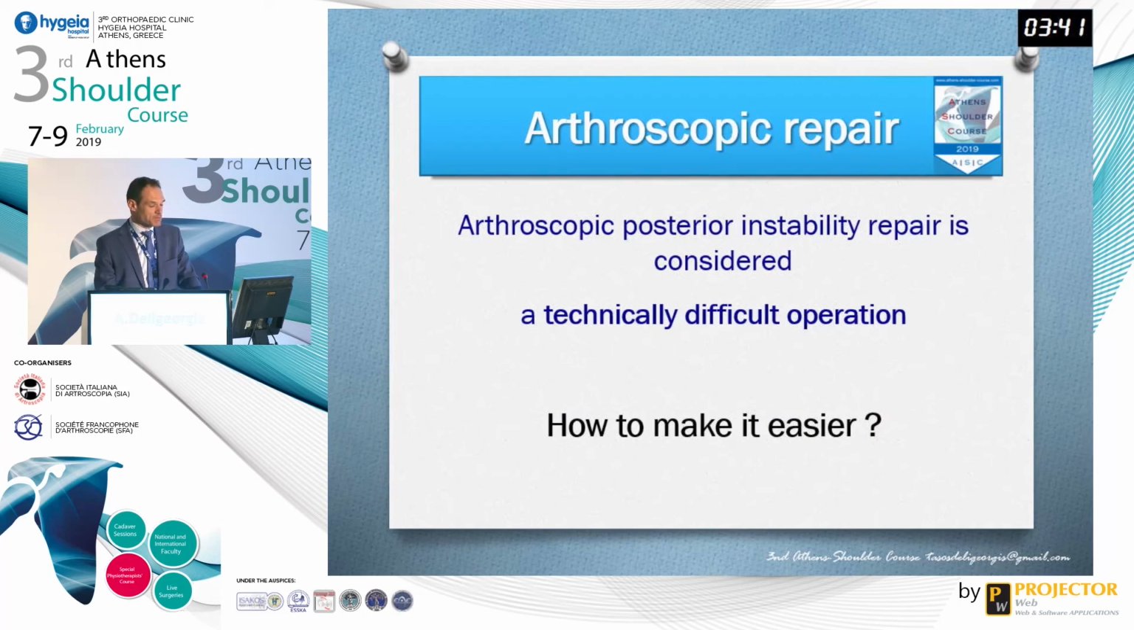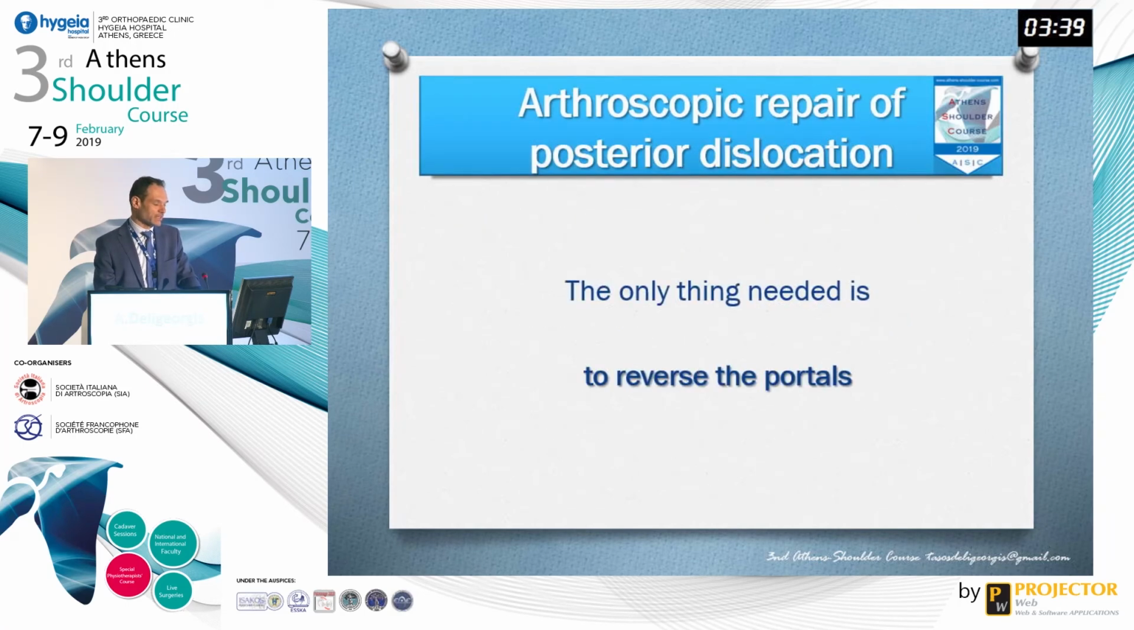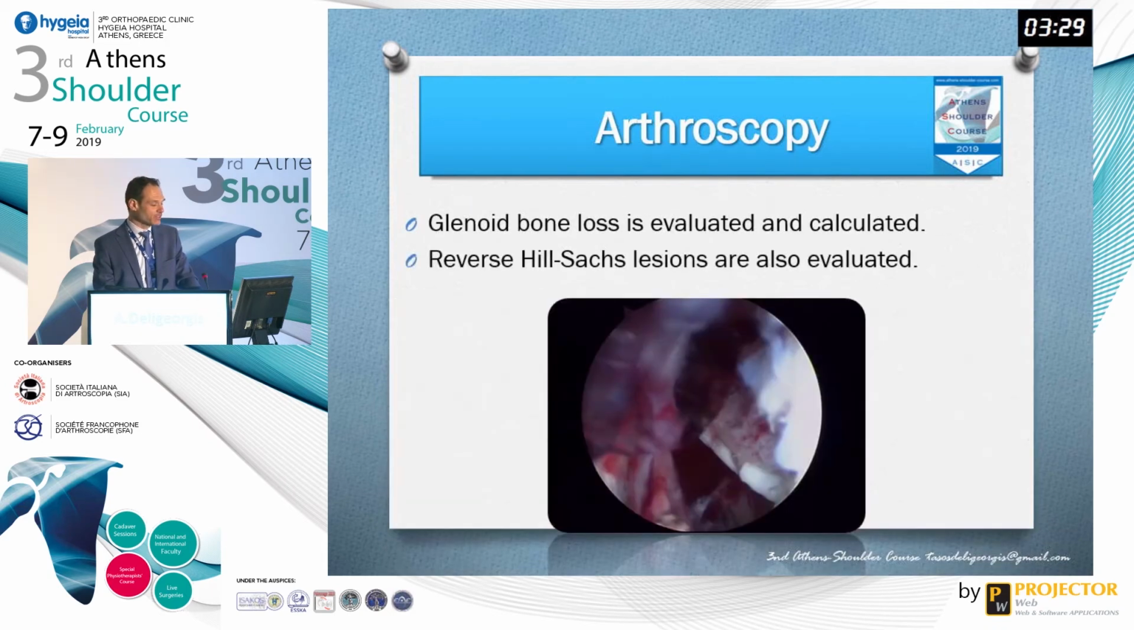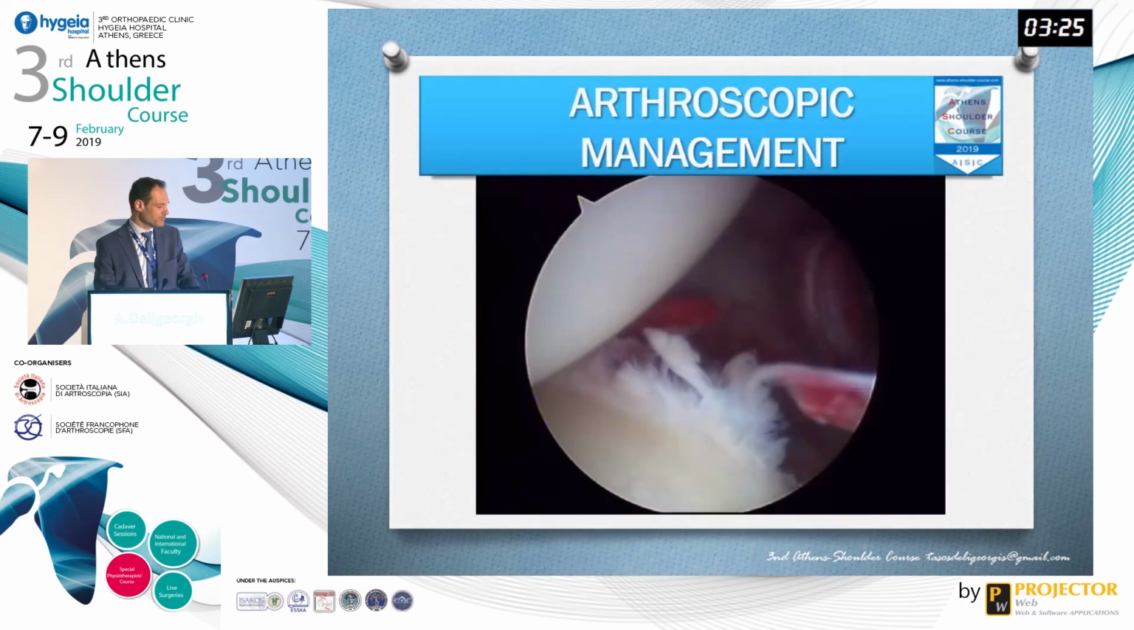How do we make it easy? Because it's supposed to be difficult. Not really. The only thing you really need to do is reverse the portals. With the arthroscope in the anterior superior portal, you evaluate the posterior labrum and the glenoid, or you can also evaluate the reverse Hill-Sachs lesion.